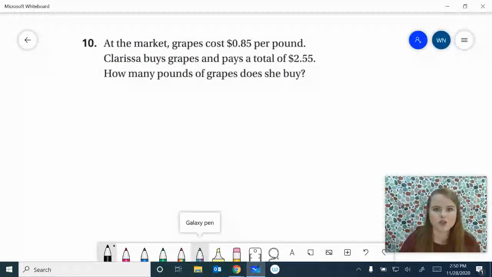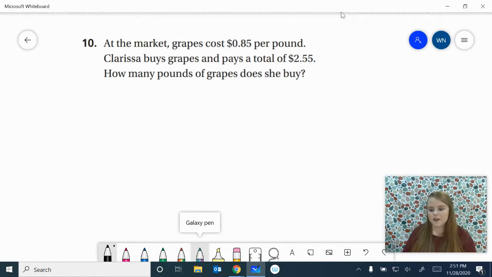We've got two word problems left. At the market, grapes cost 85 cents per pound. Clarissa buys grapes and pays a total of $2.55. How many pounds of grapes does she buy? Estimating is going to be good on this one. Go ahead and work it out.